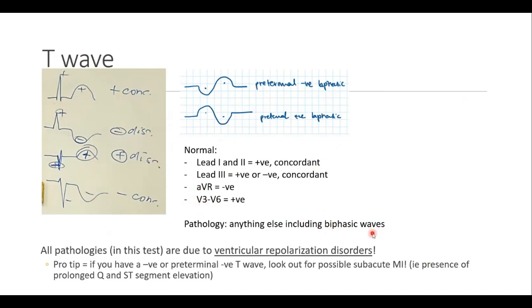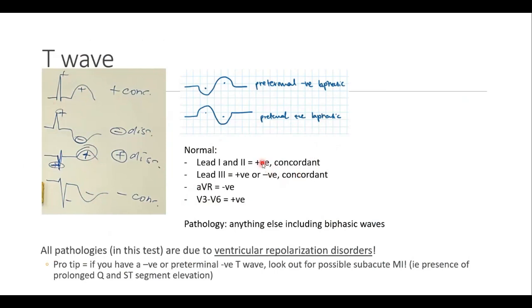and that also includes biphasic waves. So biphasic waves look like they have two waves like this. There's pre-terminal negative biphasic and pre-terminal positive biphasic. So pre-terminal literally refers to the very first wave and whether it is negative or positive. In this case, the very first wave is negative, so that's a pre-terminal negative biphasic. And in this case, the very first wave is positive, so it's a pre-terminal positive biphasic. Of course, since it's a pathology, you have to underline it. And the reason for this pathology is ventricular repolarization disorder. You do not have to mention more than that.